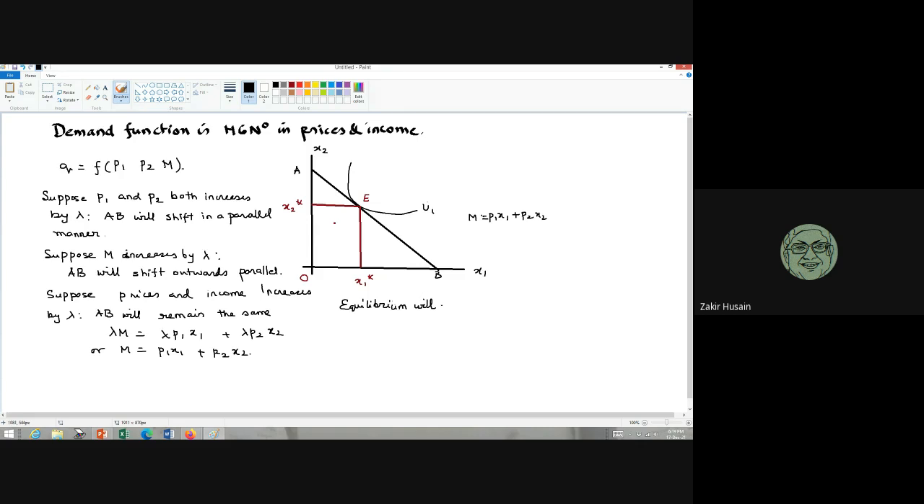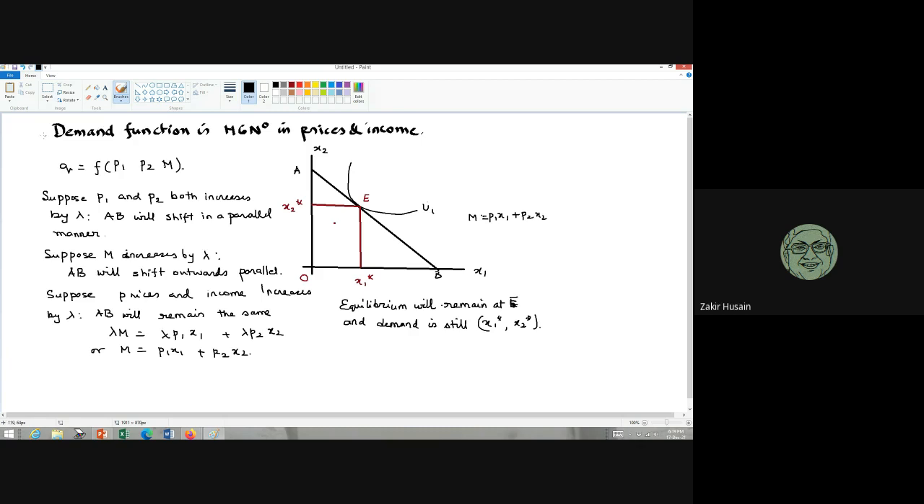What will happen to the equilibrium? It will not change if AB remains the same. So the equilibrium will remain at point E, and the demand is still x1 star and x2 star.